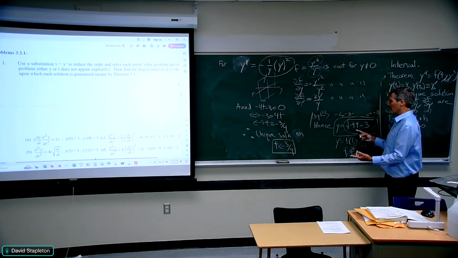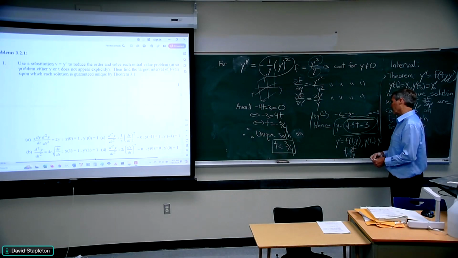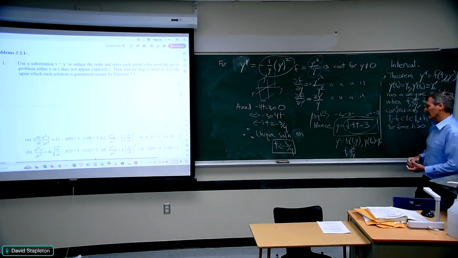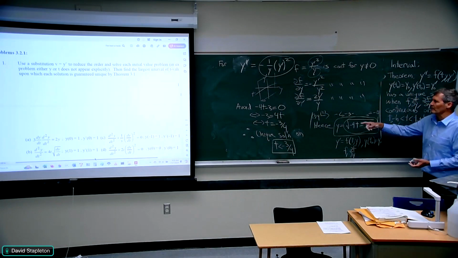You say, well, it stops at t equals minus 2. Well, at t equals minus 2, this has a unique solution. And say it stops at t equals minus 3. Well, it has a unique solution at minus 3 by the same theorem. And so this is actually a unique solution until you get to minus 3/4 and you get y equals 0, then the theorem fails.